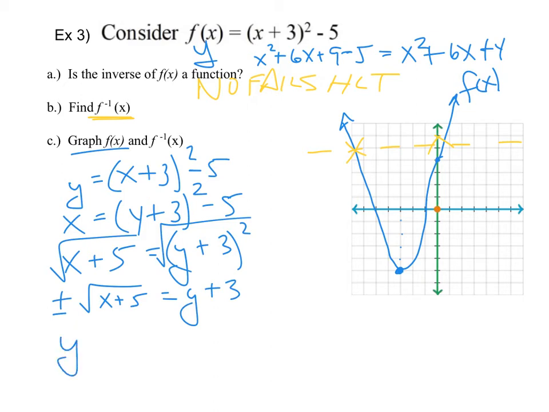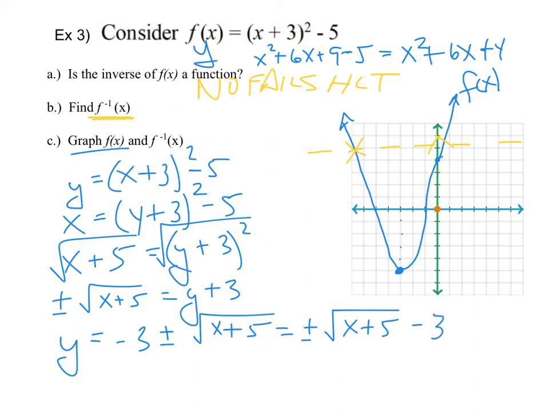And then, so in the end, I'm going to get negative 3 plus or minus, if I subtract that 3, over x plus 5. Or maybe written a little bit easier from what we had done in the past, I'm going to put the minus 3 on the end. So what does this look like? Well, it's the square root function. We know what that parent function looks like.